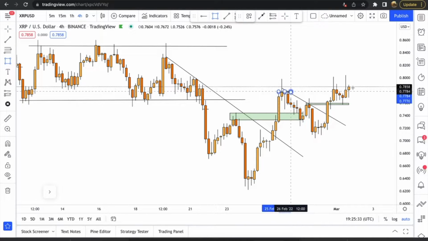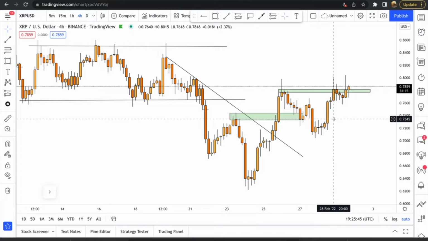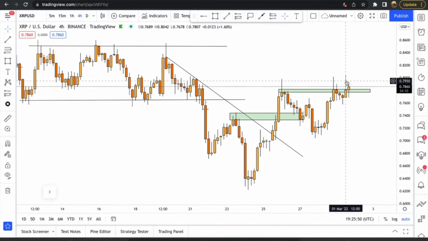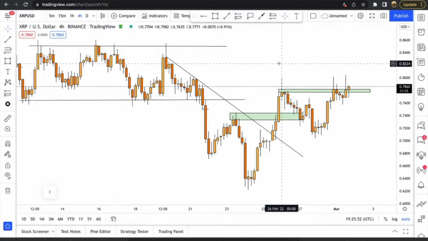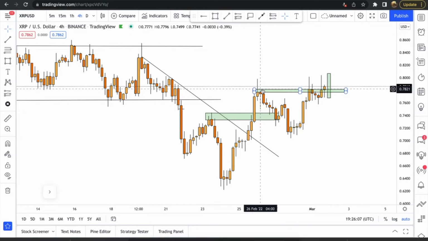So what I'm watching for now, you can see that we're failing at this level, at this high that we've just put in, and we're struggling to break and close above here. But what I'm watching for is, if we do get a break and a close like this, with strong bullish momentum and the full body of the candle, that shows you that the buyers are in control, because we're taking out these major levels again.